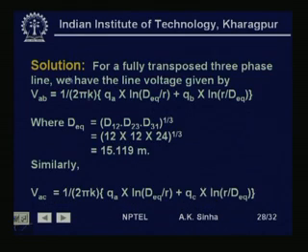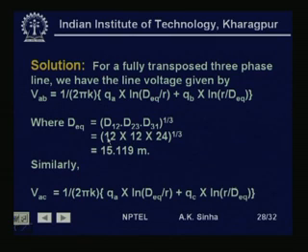So, for solving this, we will take the case of a fully transposed 3-phase line. The voltage is given by the relationship VAB is equal to 1 by twice pi epsilon into QA into ln DEQ by R plus QB into ln R by DEQ, where DEQ is equal to D12 into D23 into D31 to the power 1 by 3, that is, the cube root of D12 D23 into D31.